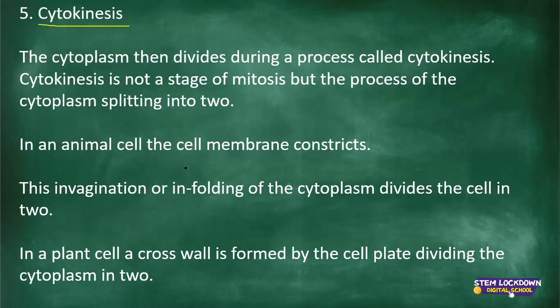But in a plant cell, a cross wall is formed by the cell plate, dividing the cytoplasm in two. Why? Because plant cells have a cell wall. So that's why this cross wall will be the one forming. But in animal cells, it will just be the membrane that will constrict.